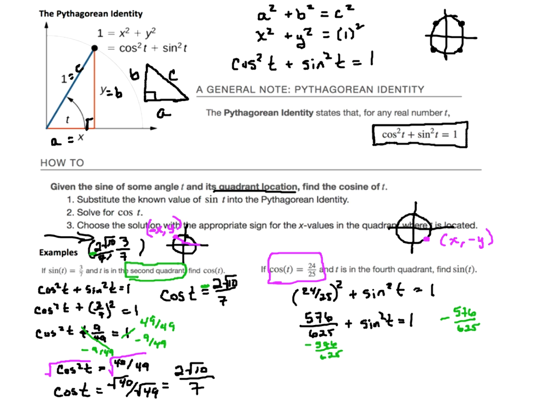Okay, same deal here. I've got to get a common denominator. This is over 1, but I need 625 in the denominator, so I multiply by 1 in the form of 625 over 625. So that gives me 625 minus 576. Is everybody okay with me just stating that this time instead of actually writing it out there?